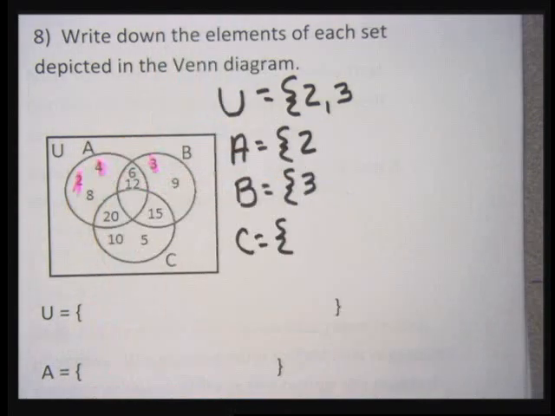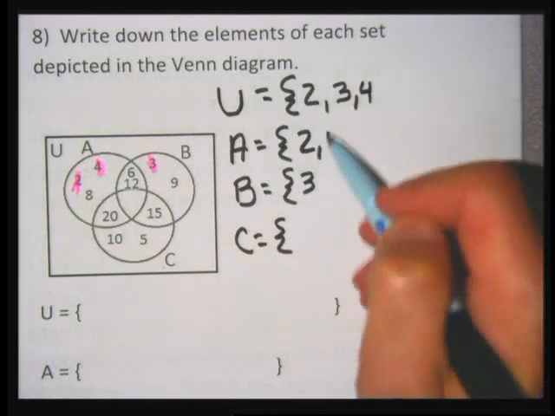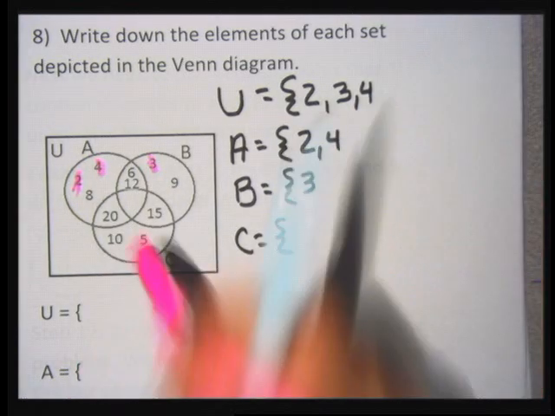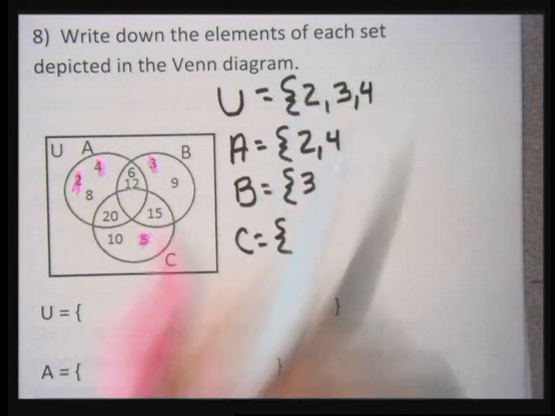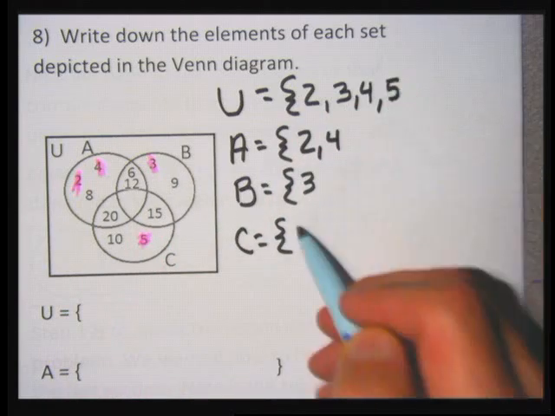4 is only in the universal set and set A. It's outside the B and the C circle. 5 is only in the universal set and set C. It's outside the A and the B circle.